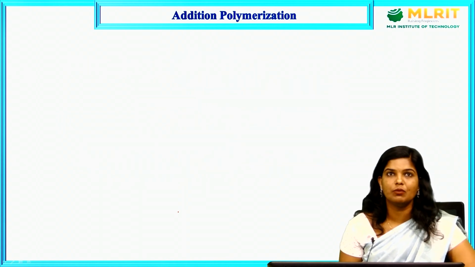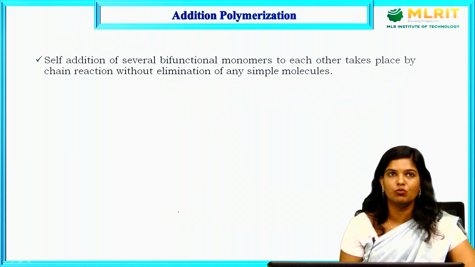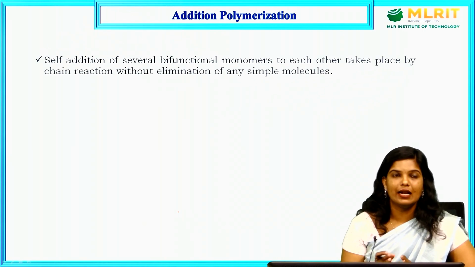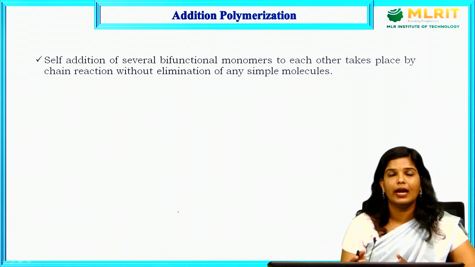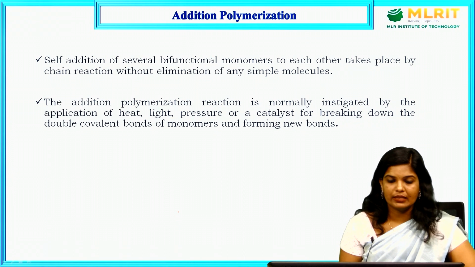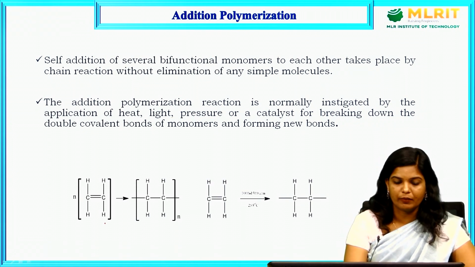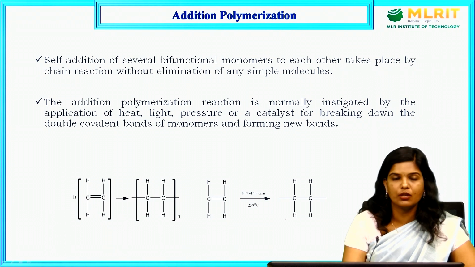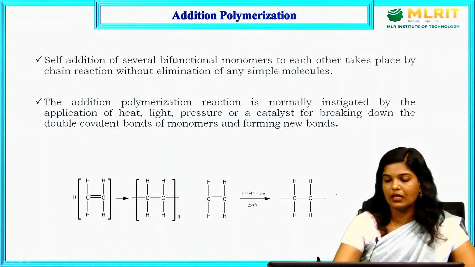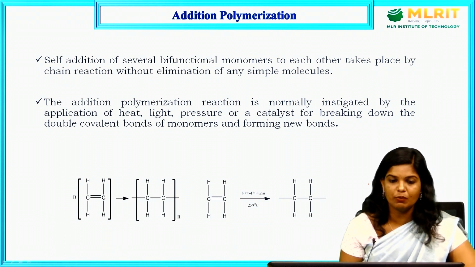Now what is addition polymerization? In simple terms, when monomers get added up continuously without the elimination of any small byproducts, that is known as addition polymerization. Self addition of several monomers is addition polymerization. The best example is again polyethylene. CH2=CH2 is continuously added up, and it is not giving any residues out. So this is known as addition polymerization.